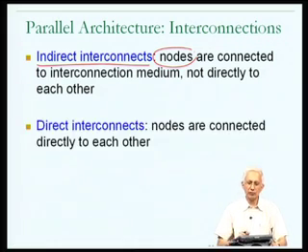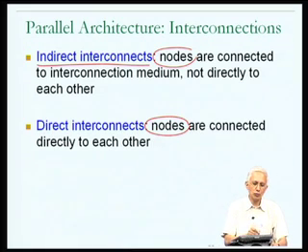The alternative is what is known as a direct interconnect, in which the things which are being connected through the interconnect, which are referred to as the nodes, and the nodes could be processors, they could be memories, they could be I/O devices, but the nodes are directly connected to each other by the interconnect. And as we look at some of the examples, we will understand what this means.